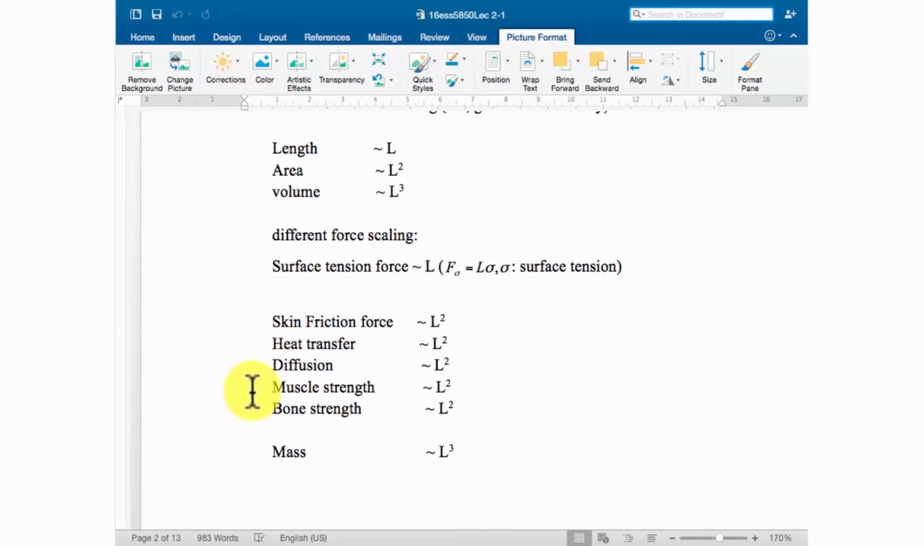Then the other forces, like the skin friction force. Skin friction force concerns the surface. If you have a larger surface area, you have more skin friction. So it's a kind of surface force, proportional to the surface area, the length scale to the power 2. Heat transfer also counts on the surface area. If we have a larger surface area, we can have more heat flux. Heat flux is the surface area times the temperature gradient.